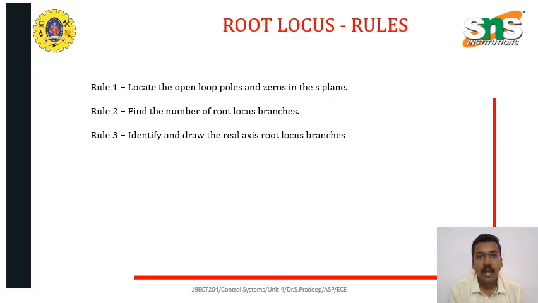If the angle of the open loop transfer function at a point is an odd multiple of 180 degrees, then the point is on the root locus. If an odd number of the open loop poles and zeros exist to the left side of a point on the real axis, then the point is on the root locus branch. Therefore, the branch of points which satisfies this condition is the real axis of the root locus. So rule 3 is used to identify and draw the real axis root locus branches.